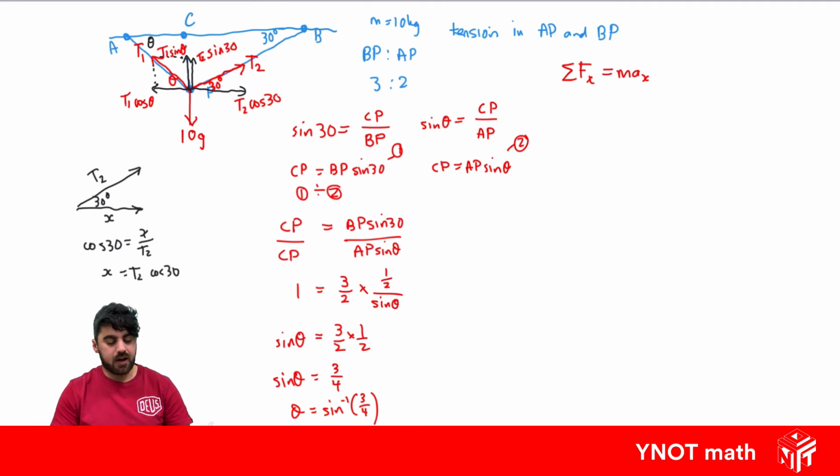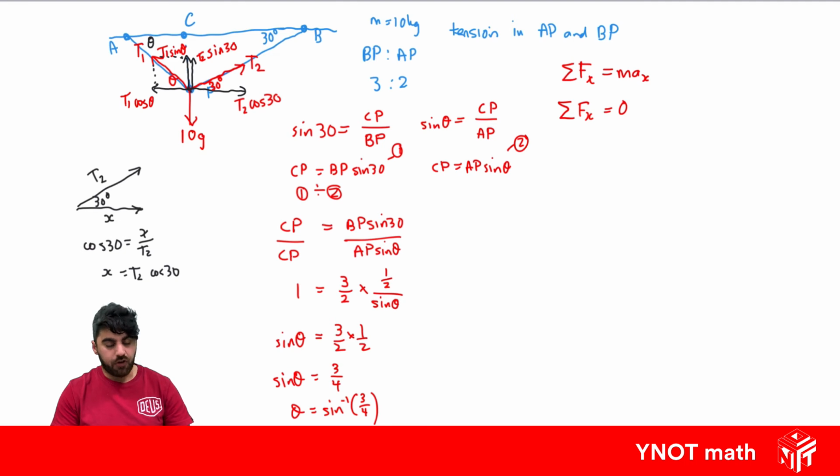But this scenario involves no movement because we have a ceiling with a weight hanging with two ropes. So this means if there's no movement, the acceleration is equal to 0, and the sum of the forces will also equal 0. So now we just want to sum the forces in the x direction. And there's only two of them: the T1 cos theta and T2 cos 30. They're the only ones acting in the x direction.